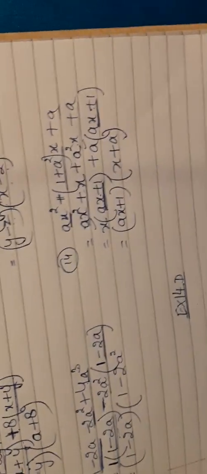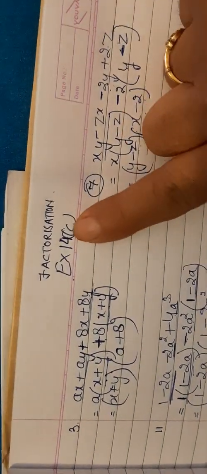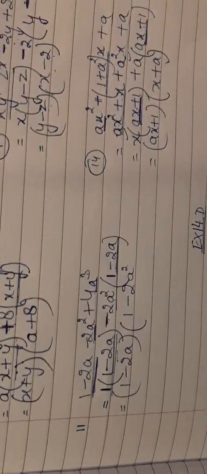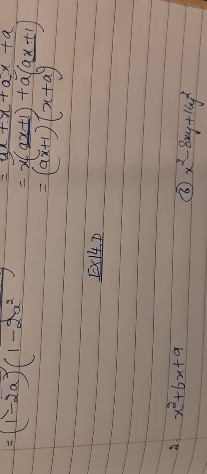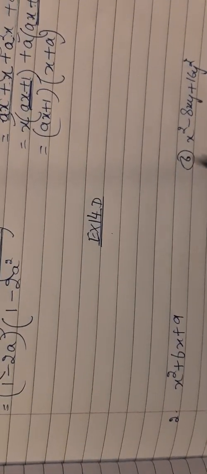So I have done a few questions for you from exercise 14C. The rest of the questions you do, and next time when we meet, I'll take up the problems. Now in exercise 14D, as I told you in the first video, factorization can be done by many methods. It can be done by taking common factors. It can be done by forming groups, as we have done in this exercise. Now in the next exercise, how are you going to factorize?